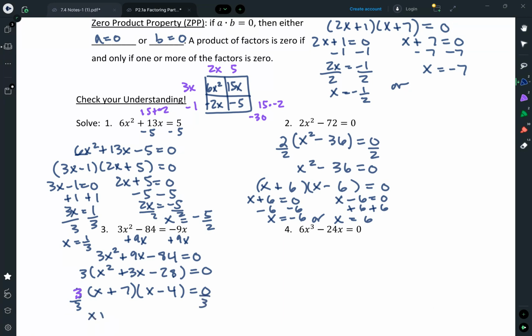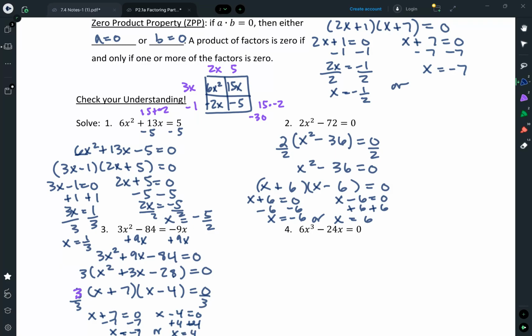And either your x plus 7 is equal to 0 or your x minus 4 is equal to 0. I'm really running out of space here. So x is negative 7 or x is 4.